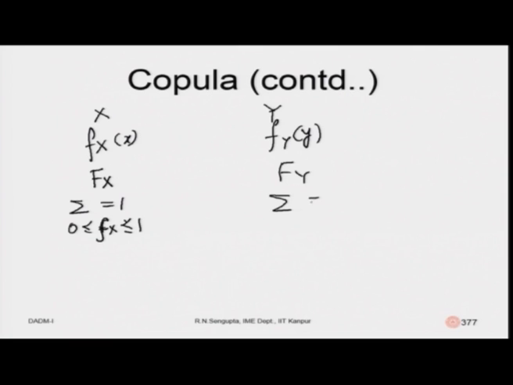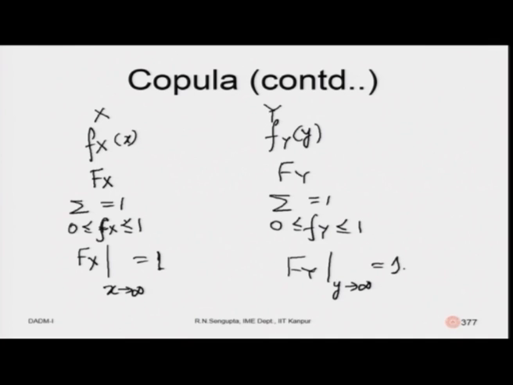So, the sum is 1, or the value of the PDF, small f of y, is between 0 and 1. And capital F of x, the actual value, for x tending to positive infinity, and F of y, for y tending to positive infinity, considering the maximum value, this is 1. Obviously, this would be true, always remember that. Now, if this is true, we will try to bring a one-to-one correspondence here.